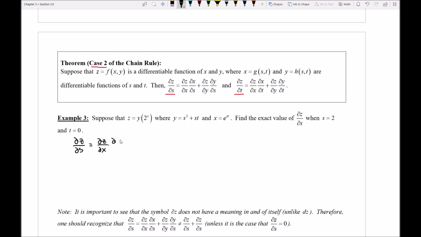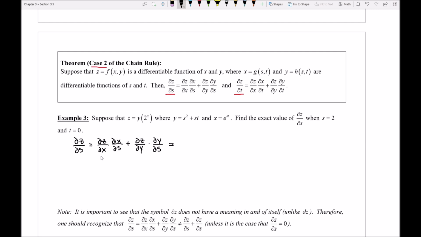Then go to the x formula, and this time I'll also have to take a partial derivative because I have multiple variables in this formula. So I'll do a partial derivative with respect to s. Then I'll add on a partial derivative of z with respect to the other variable, y. And then I'll go to that y formula and do a partial derivative with respect to s. All right, so let's see how that would work with the given functions that I have.